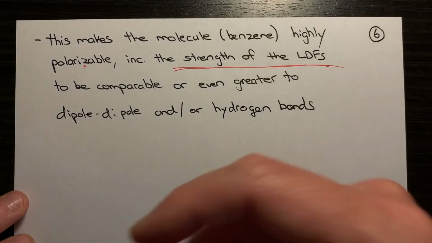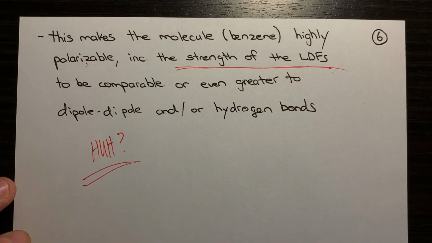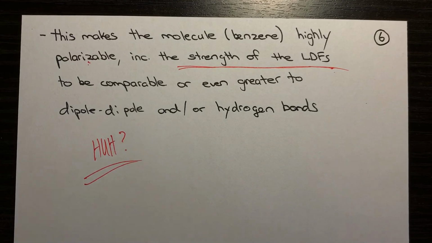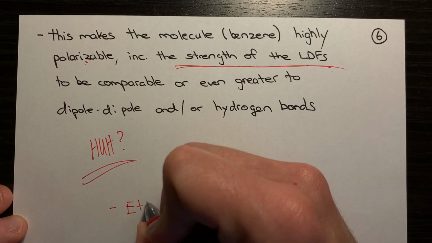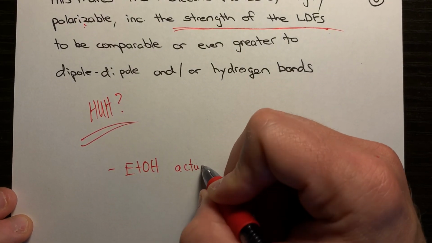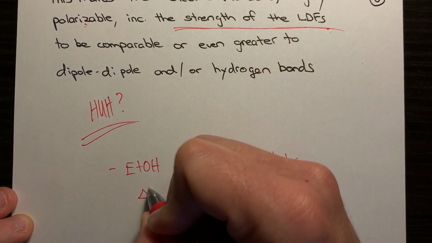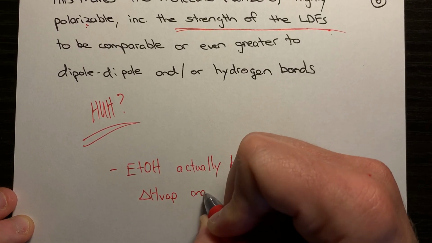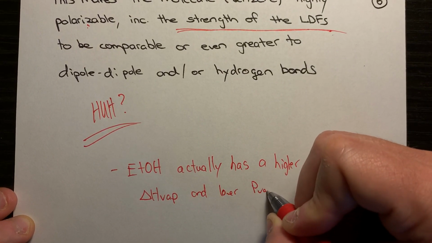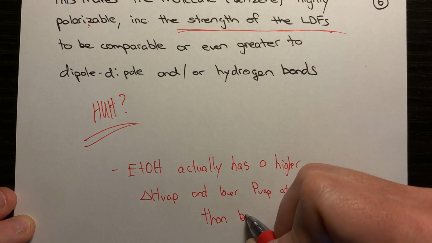Now, the reason I've chosen this question is because of kind of a tricky moment, in the sense that we were given boiling point data. But oddly enough, had we been given, say, enthalpy of vaporization values or PVAP values, what we would find is that ETOH, which is another way to shorthand ethanol, actually has a higher delta H vaporization and a lower PVAP at 25 degrees Celsius than benzene.